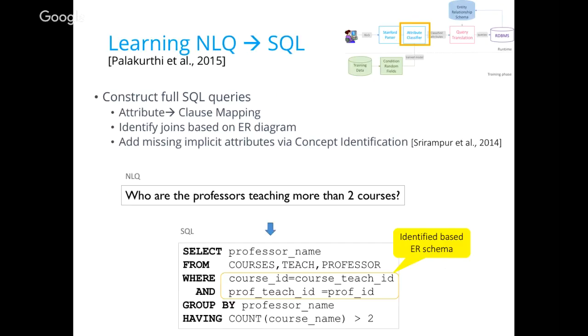Then once it learns all this mapping, it tries to do the following. The first step, the attribute to clause mapping, is already done by the classifier. The second step is that it tries to utilize some pattern to identify joins based on the ER diagram. Here, since we already have professor and courses from the ER diagram, there's going to be a path that joins professor with courses. So that's how this join has been identified.